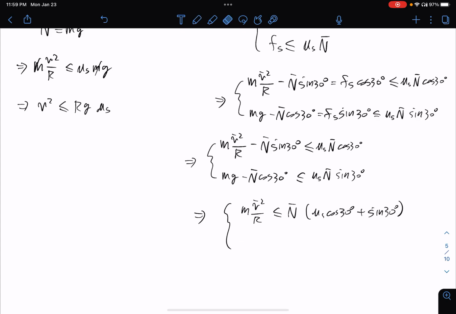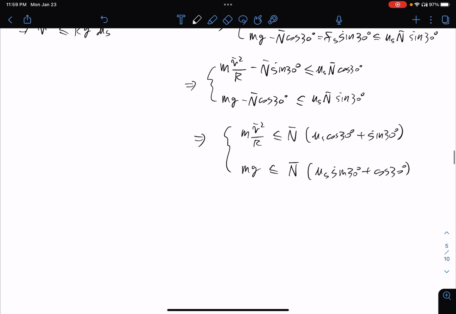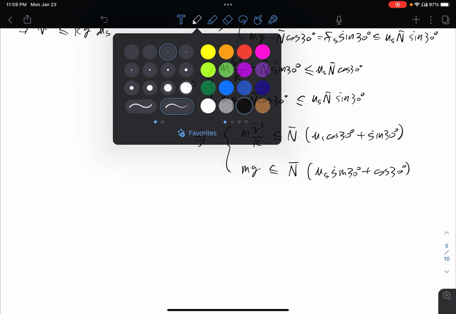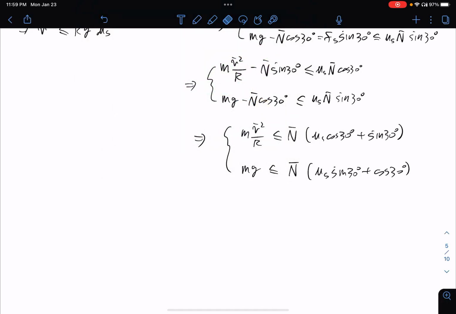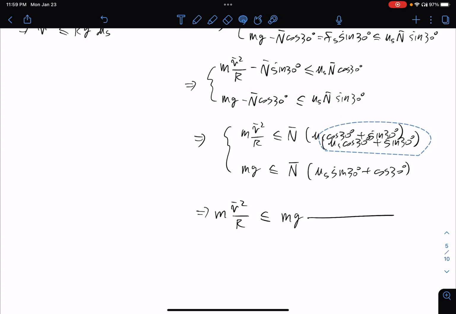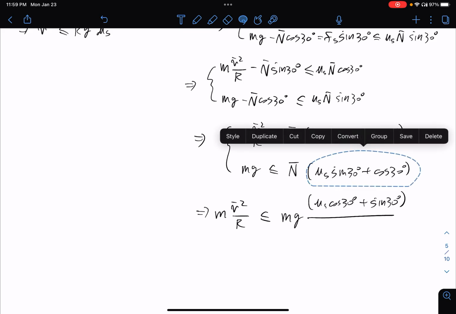And the same thing for the other equation. Mg is smaller than n times a complicated coefficient, mu s sine plus cosine. Now what I'm going to do is replace n here with mg divided by this. So m v bar squared over r is smaller or equal to mg times a complicated factor, this in the numerator and this in the denominator.